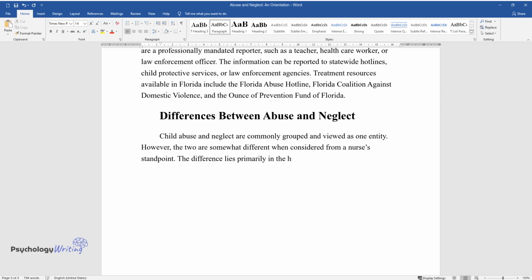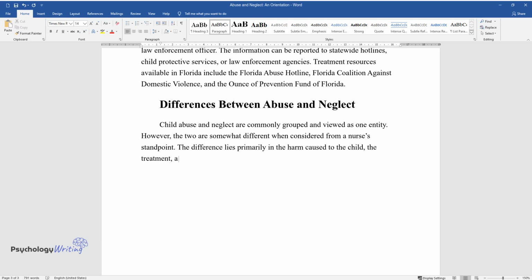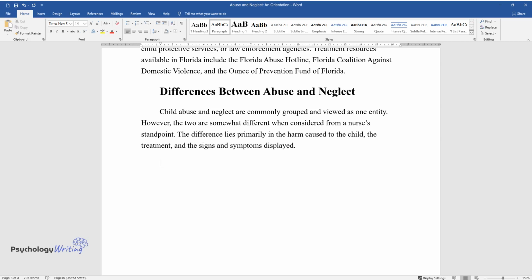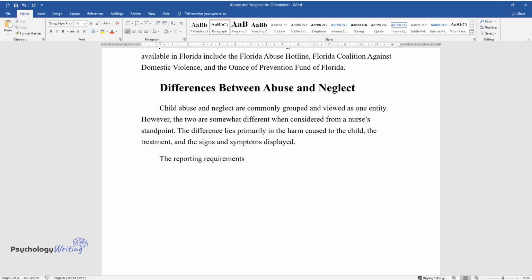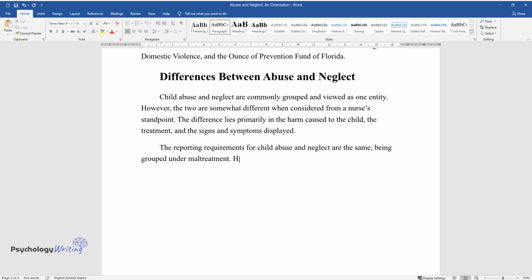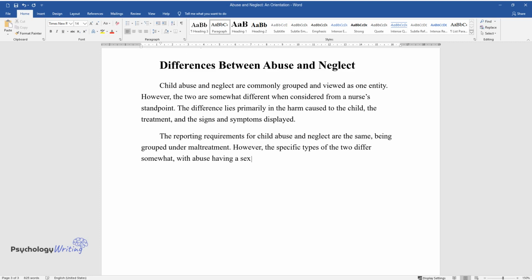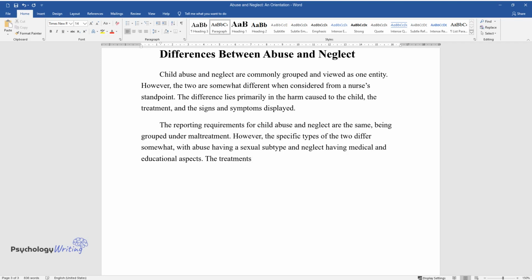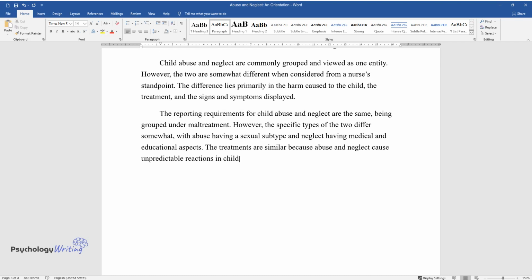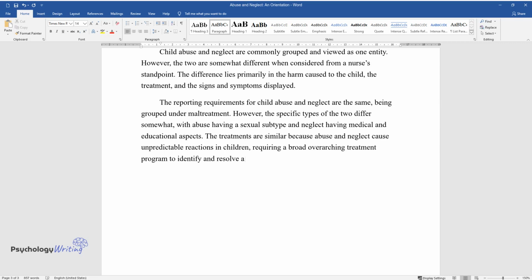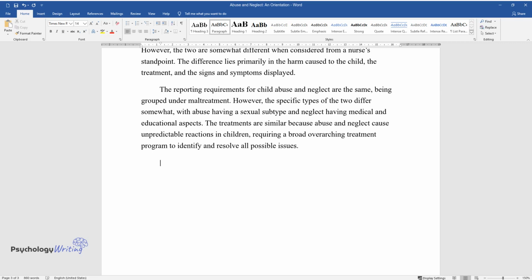The difference lies primarily in the harm caused to the child, the treatment, and the signs and symptoms displayed. The reporting requirements for child abuse and neglect are the same, being grouped under maltreatment. However, the specific types of the two differ somewhat, with abuse having a sexual subtype and neglect having medical and educational aspects. The treatments are similar because abuse and neglect cause unpredictable reactions in children, requiring a broad overarching treatment program to identify and resolve all possible issues.